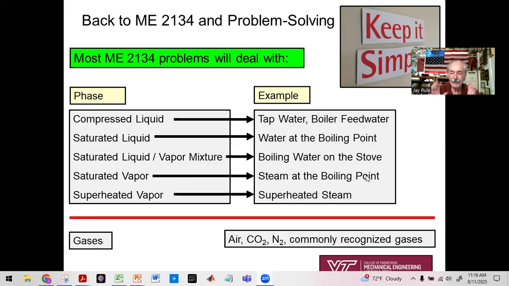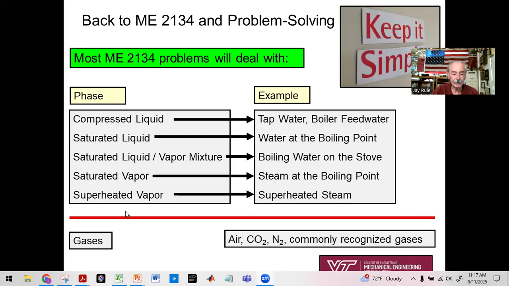Think of that from that pipe that's spewing out steam. And then superheated vapor, that's something I've just explained to you that we call superheated steam. It's steam that's heated to an even higher temperature than steam at the boiling point.